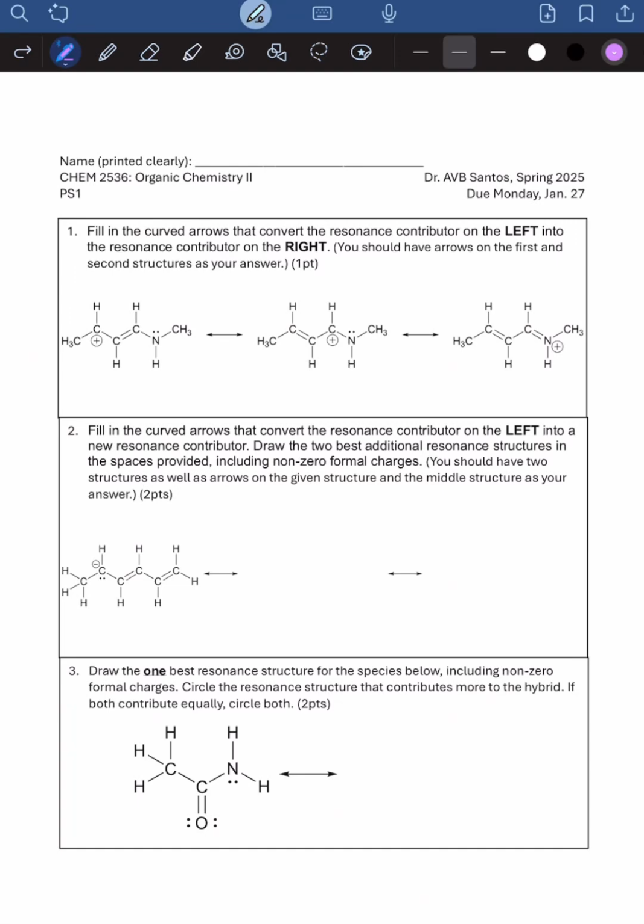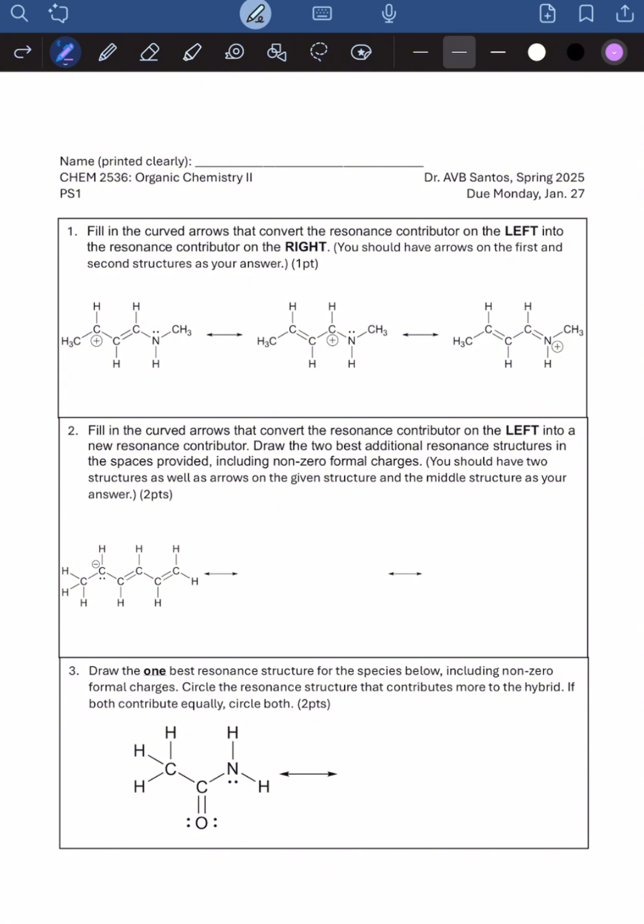Okay, so this video is going to cover problem set 1, which deals with resonance. So let's look at question 1. Fill in the curved arrows that convert the resonance structure on the left to the resonance structure on the right. So you should have arrows on the first and second structure as your answer.